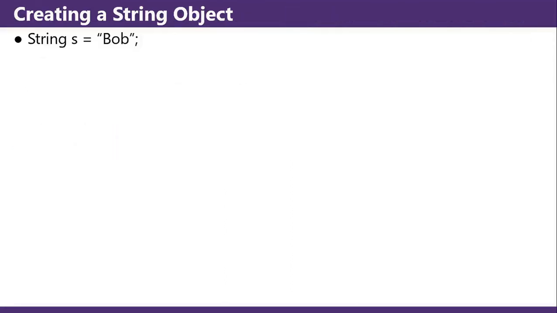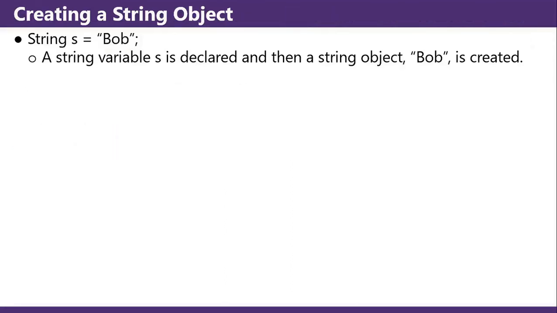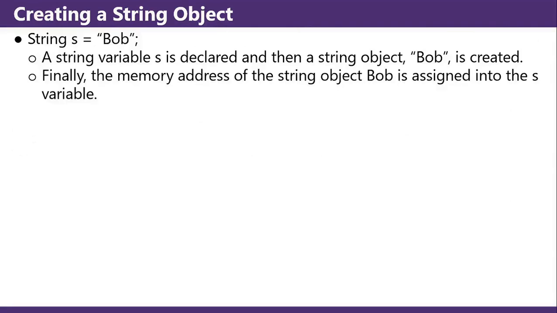Creating a string object: String s = "Bob". A string variable s is declared and then a string object, Bob, is created. Finally, the memory address of the string object, Bob, is assigned into the s variable.